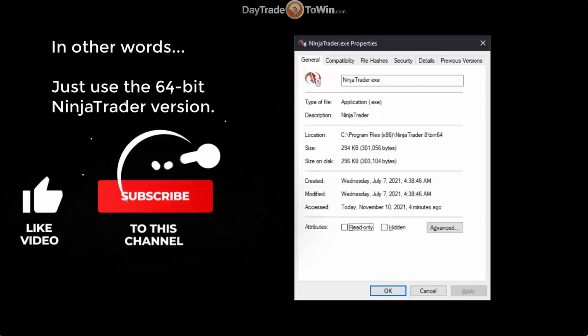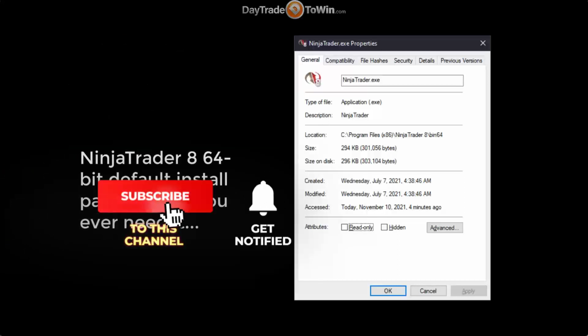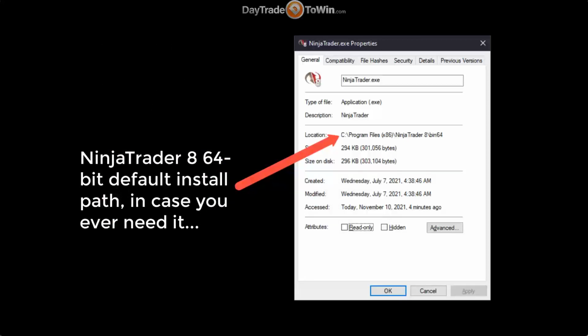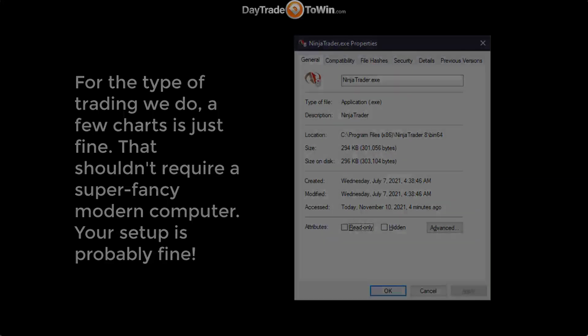Typically what I do for our clients is I delete the 32-bit icon. It's still installed if you need it as a 32-bit application. The 64-bit application, though, is much better at taking advantage of all your computer resources, though in most cases, the way we go about price action trading, you won't actually need to use all those resources. Your computer will probably do just fine, even if it's a few years old.